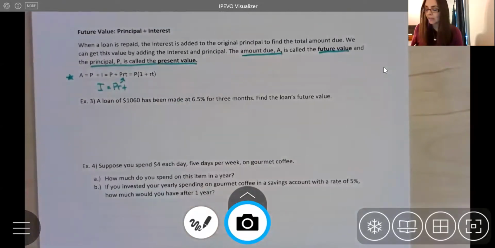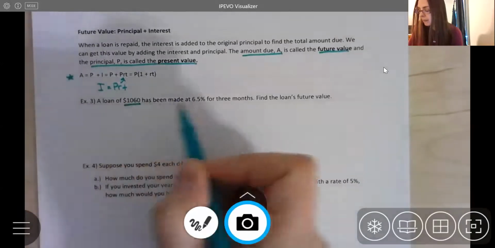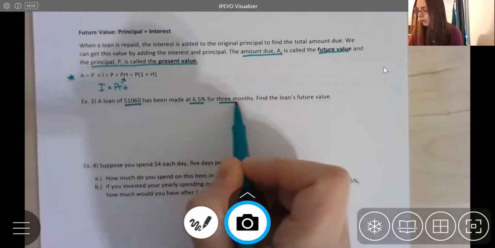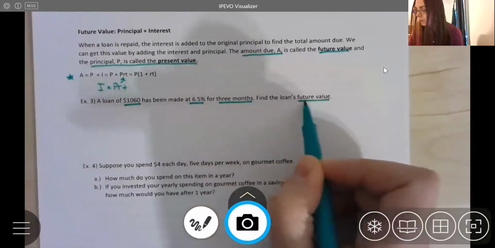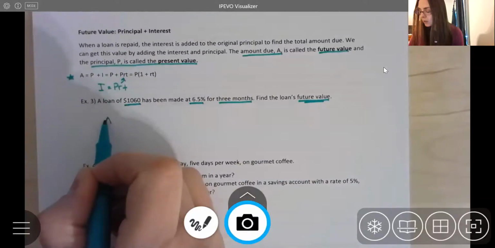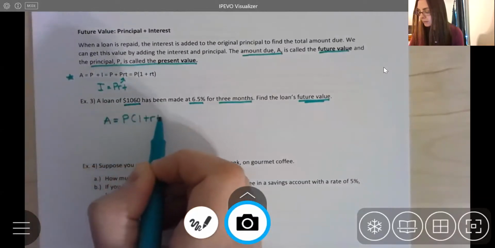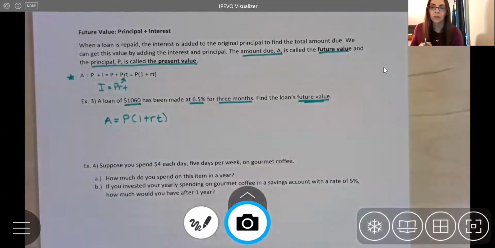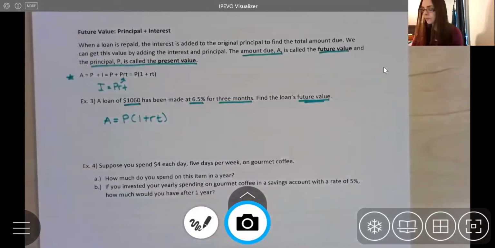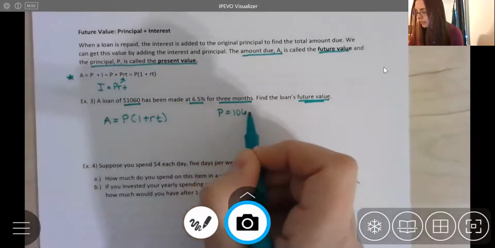So let's do some examples. A loan of $1,060 has been made at 6.5% for 3 months. Find the future value. So we're looking for the future value here. So what I'm going to do is just use that new formula. Let's give it a try. Because I don't already have the interest, so I need to do the whole calculation. And my principal here is the 1,060.